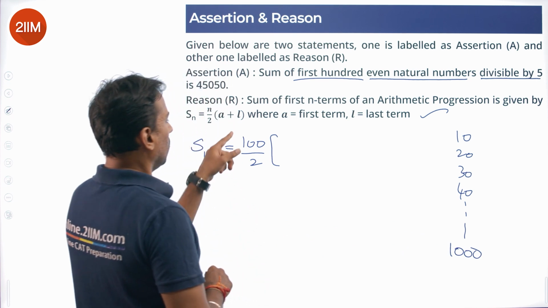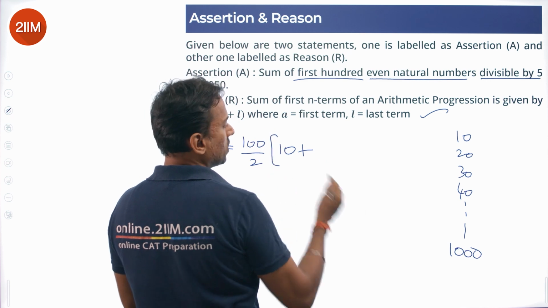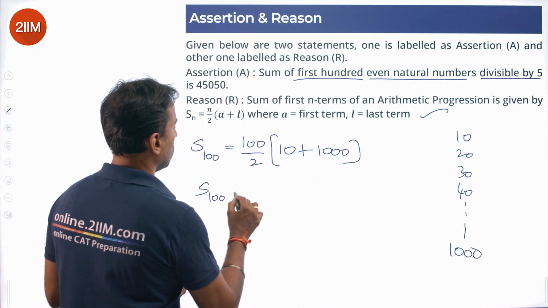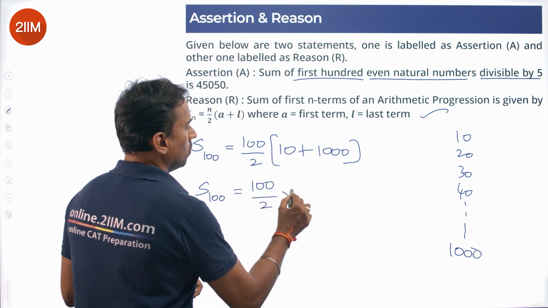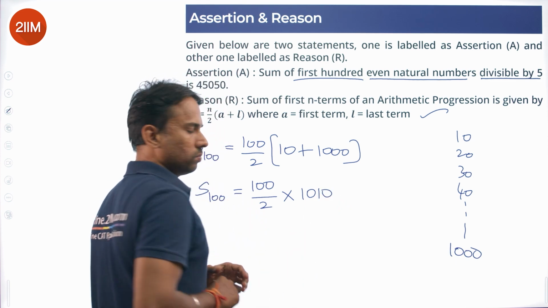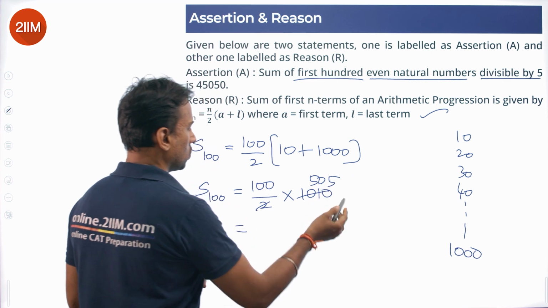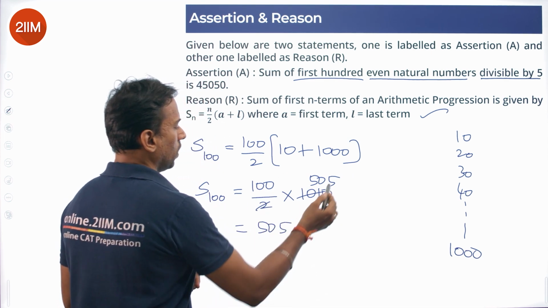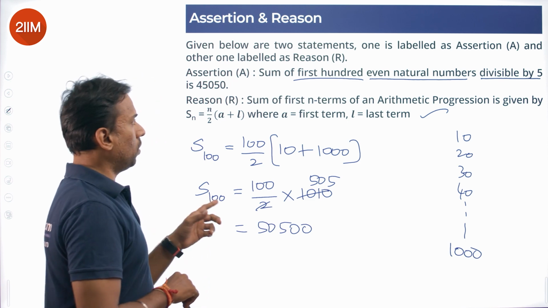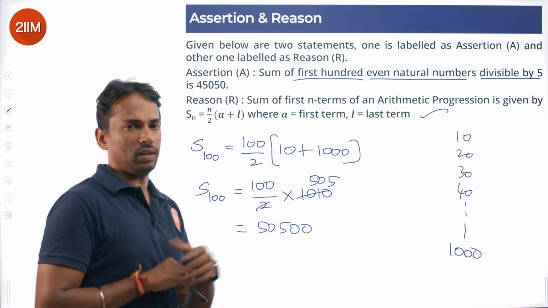That means the sum is 100 by 2 into (A plus L). A is the first term, 10, plus L is the last term, 1000. So this is equal to 100 by 2 into 1010, and this is 505 times. So the answer will be 505 into 100. So the sum of the first 100 terms is going to be 50,500.